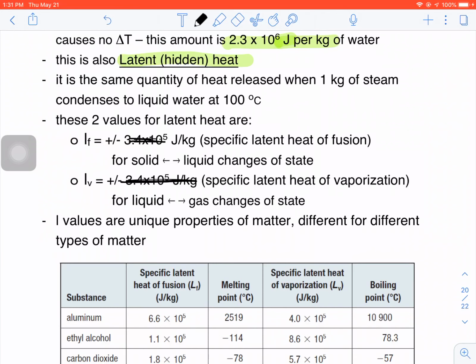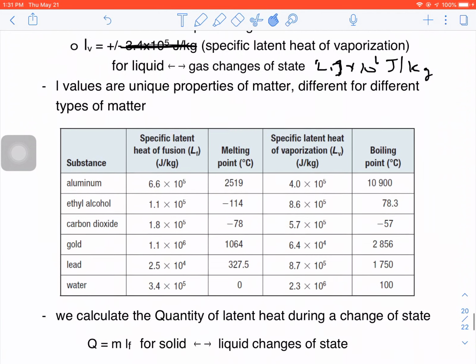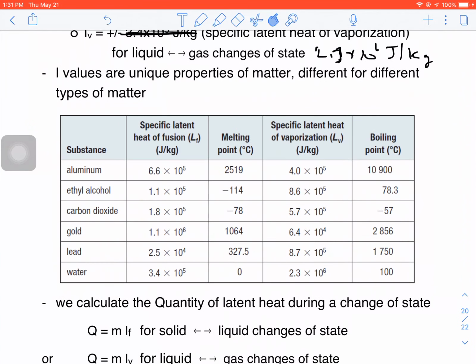So specific latent heat of fusion is 3.3 times 10 to the power of 5 joules per kilogram. And my LV is 2.3 times 10 to the power of 6 joules per kilogram. So my numbers are in this chart here below, but again, it's a little bit different in our textbook.